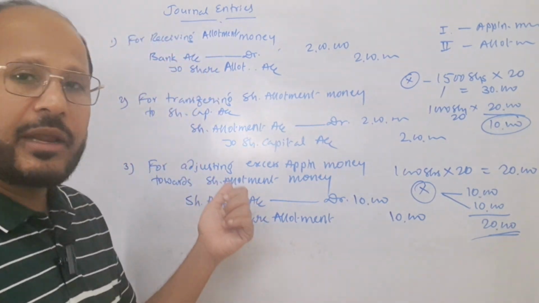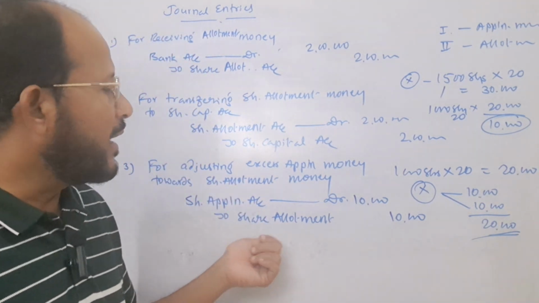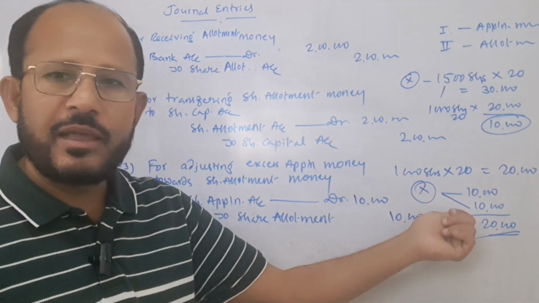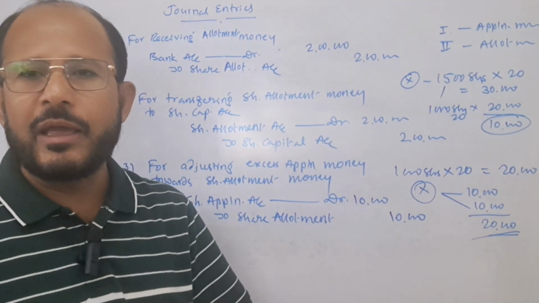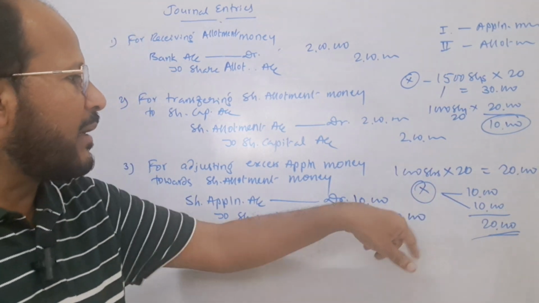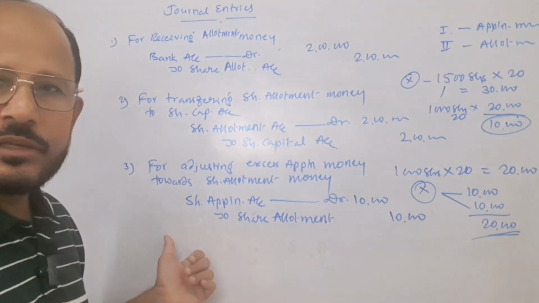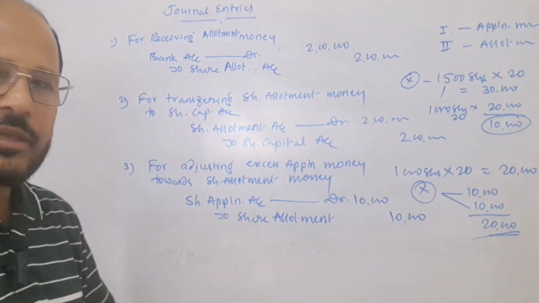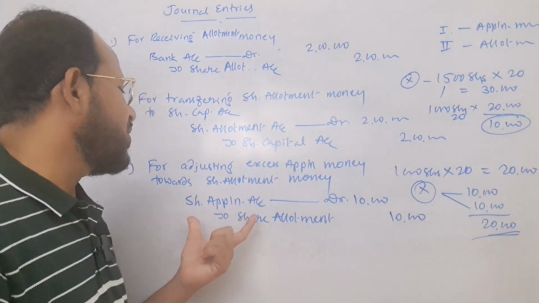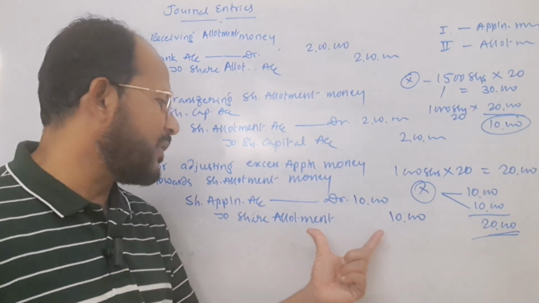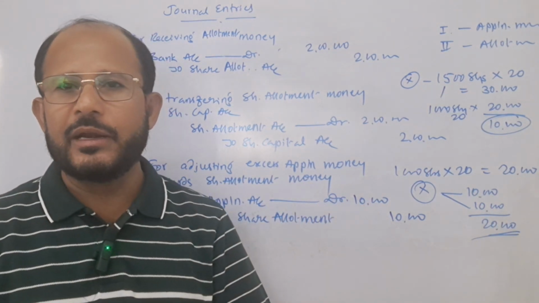This is the adjusting entry which we need to pass in case there is any excess application money lying with the company. That amount is to be adjusted by passing this journal entry. Very simple thing. What is to be done here? Share application account is to be debited and share allotment account is to be credited.